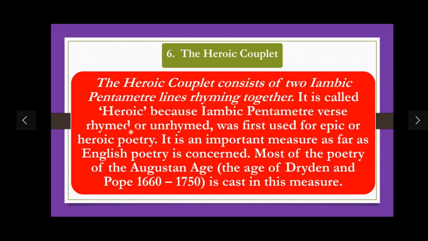Now why do we call it the heroic couplet? Because iambic pentameter can be rhymed or it can be unrhymed. So when we say the heroic couplet, then the 2 lines will rhyme together. And when we say iambic pentameter, then iambic pentameter may be rhymed or may be unrhymed. Is it clear?